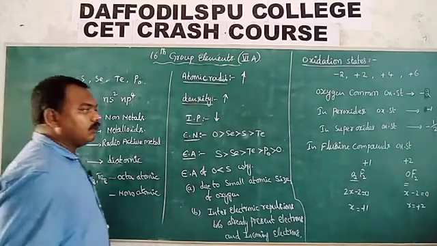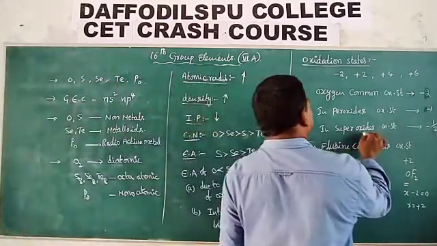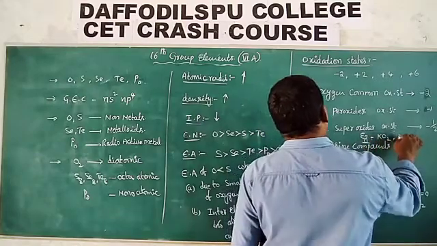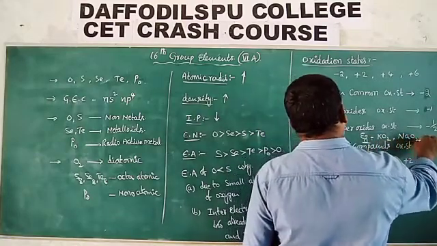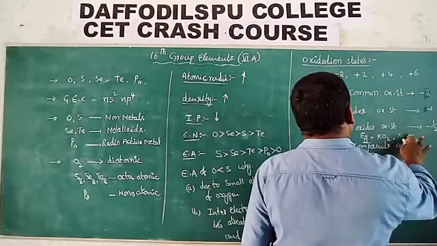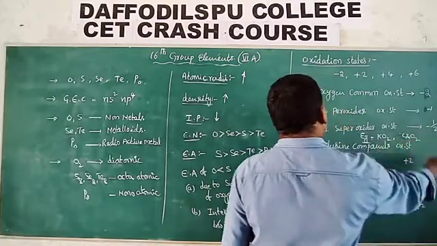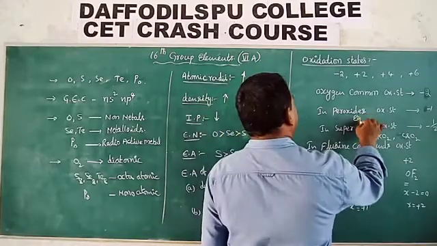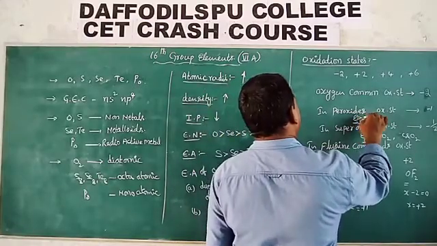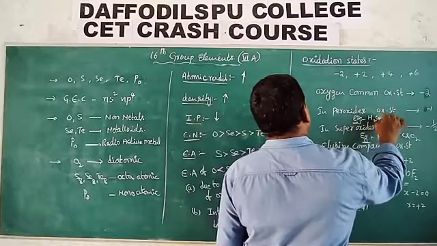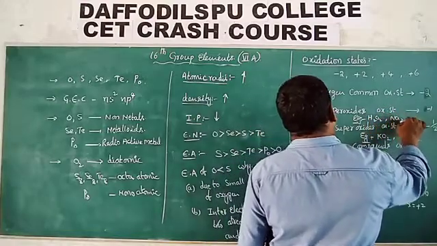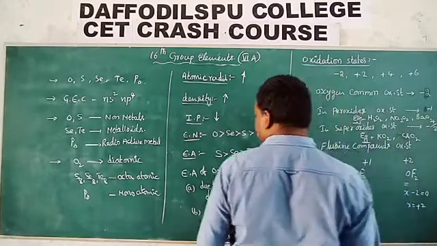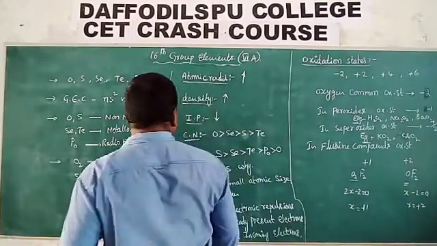I think you know the examples of superoxides: potassium superoxide, sodium superoxide, cesium superoxide. All these are examples of superoxides. You know the examples of peroxides also: hydrogen peroxide, sodium peroxide, barium peroxide. All these are peroxides.